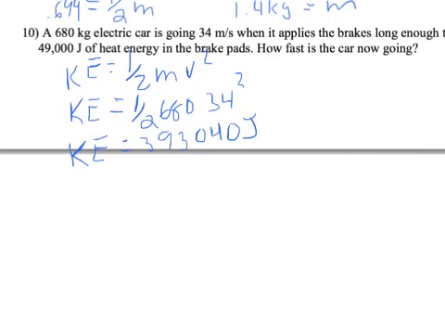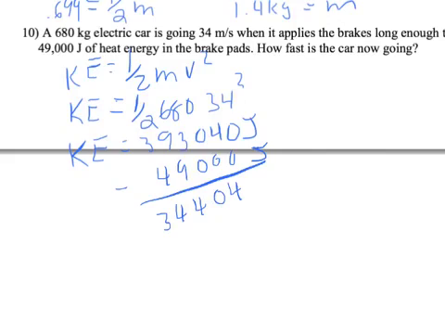Now the car puts on the brakes, and when the car puts on the brakes, it generates this many joules of heat energy, and therefore it will have this many joules less kinetic energy. So I'm going to take this away from this to find out how much kinetic energy the car is left with. So I'm going to subtract 49000 joules from this to find out what I'm left with, and that gives me 344,040 joules of energy are left in the car.